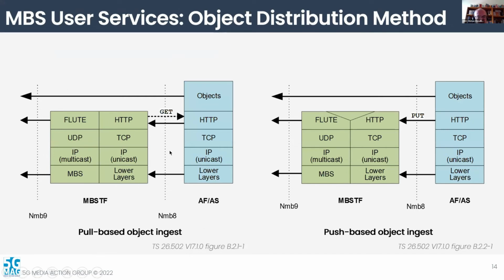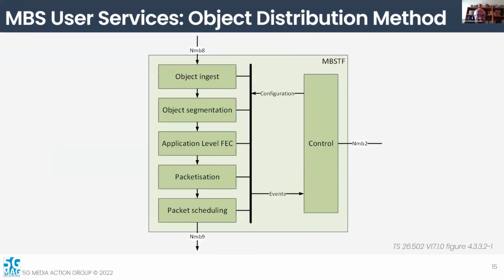And so for the object distribution method, we just illustrated here the pull-based method and the push-based method. The only difference between the two is that in the pull case, you issue a GET to the upstream web server and it responds, whereas in the push case, you're just directly pushing items onto the MBSTF. In both cases, the MBSTF is effectively translating HTTP unicast into a FLUTE-based protocol in Release 17, and that's sent over IP multicast packets. So that's pretty straightforward. And this is just a picture of what's going on inside the MBSTF for that case.